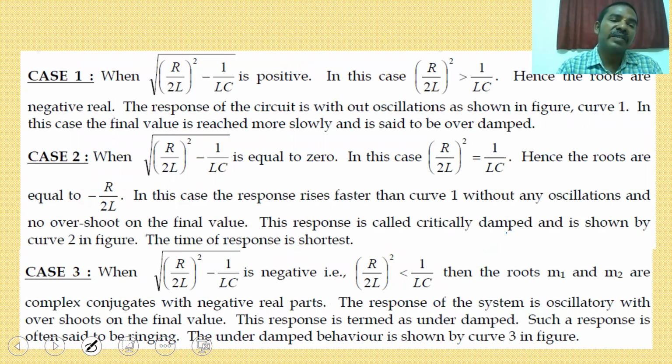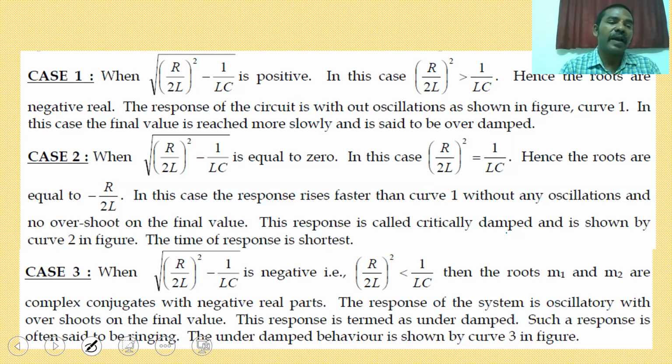In the first case, the radical root of (R by 2L) whole square minus 1 by LC is positive. So (R by 2L) whole square is always greater than 1 by LC. Then the roots are negative real. Under that condition, you can get an overdamped condition.